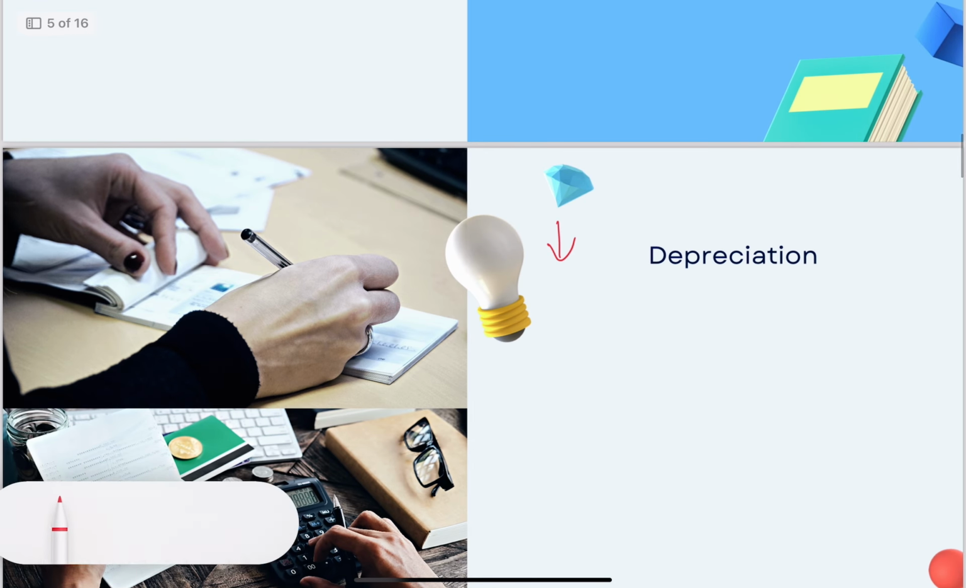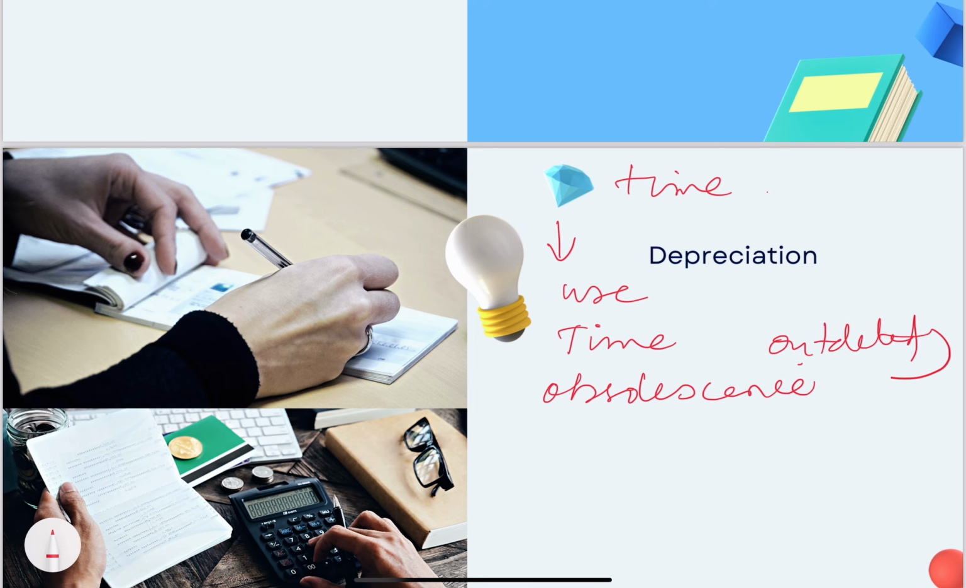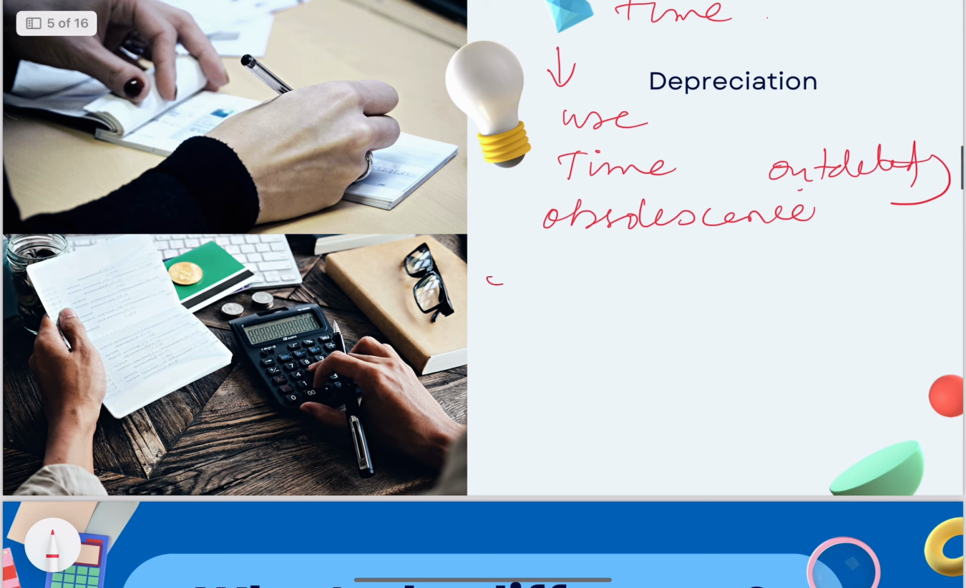So how does it depreciate? It may be because of the usage, or because of the time, or because of obsolescence. What is obsolescence? Because it might be outdated. So in accounting, depreciation is recorded as an expense every year, okay, to show that the asset is slowly losing its value. So, for example, if you buy a new bike for 60,000, after 3 years, it won't be the same, right? Maybe only 30,000. So, the fall in the value is called depreciation.